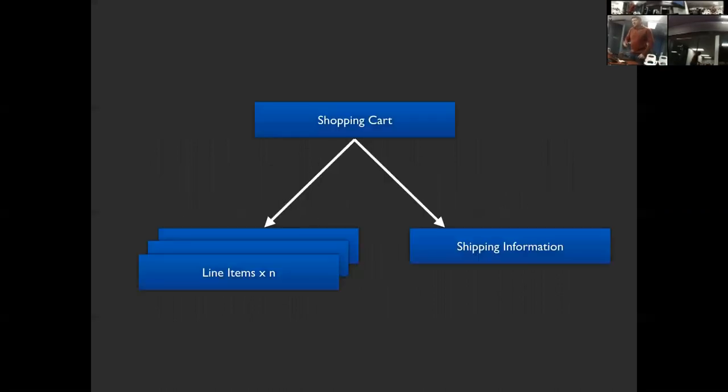So we go through and look at a quick example here. If you think of the structural model of a shopping cart, you generally have the cart, you have some line items, maybe some shipping information. You can imagine exactly how this model would work.